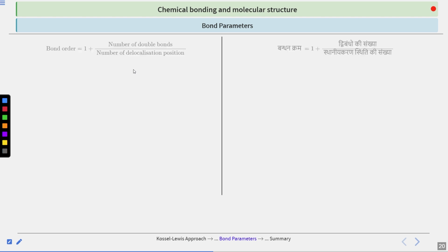Next, if you come to calculate bond order, it is simply the number of double bonds divided by the number of delocalized positions. Suppose for O3 we know that there is one double bond, so the number of double bonds is 1, and the number of delocalized positions is 2. O3 means there are 2 extra oxygens, so 2 positions are there. Suppose I am numbering O1, O2 and O3. This double bond can be between O1 and O2, and can be between O2 and O3. So there are 2 delocalized positions, so we are writing it as 2. That will result in 1.5.